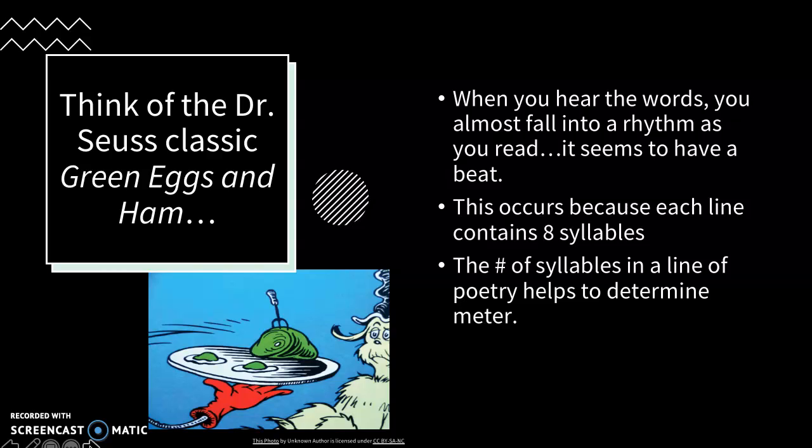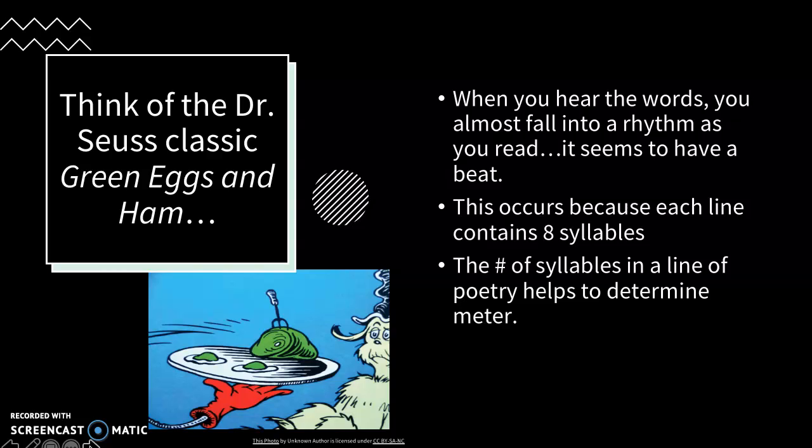I do not like green eggs and ham. I do not like them, Sam, I am. I would not eat them in a house. I would not eat them with a mouse. I would not eat them here or there. I would not eat them anywhere.